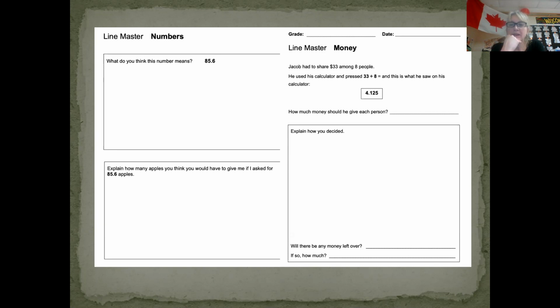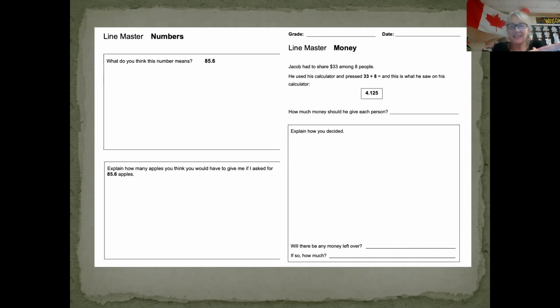That's why I love these so much, because I've seen so many of the responses. And this next one, the money one, is great. They do 33 divided by 8, and I always do it in front of them so they believe that's the number that comes out. Now they have to decide how much money to give them. And this works in with your financial literacy.